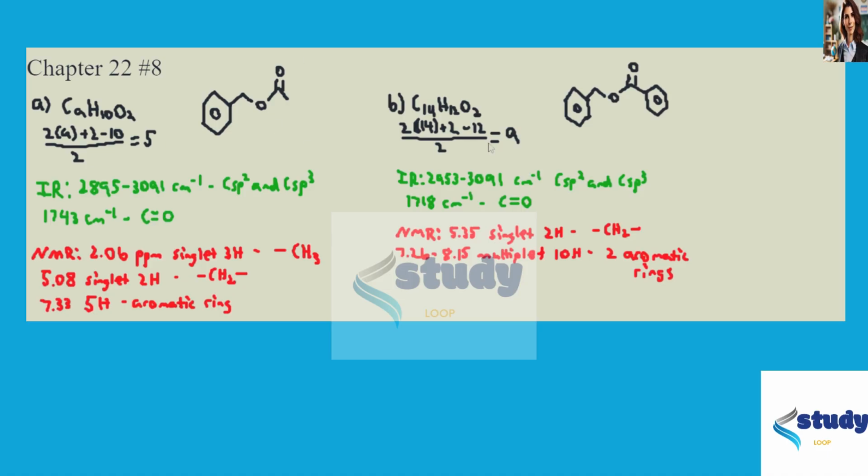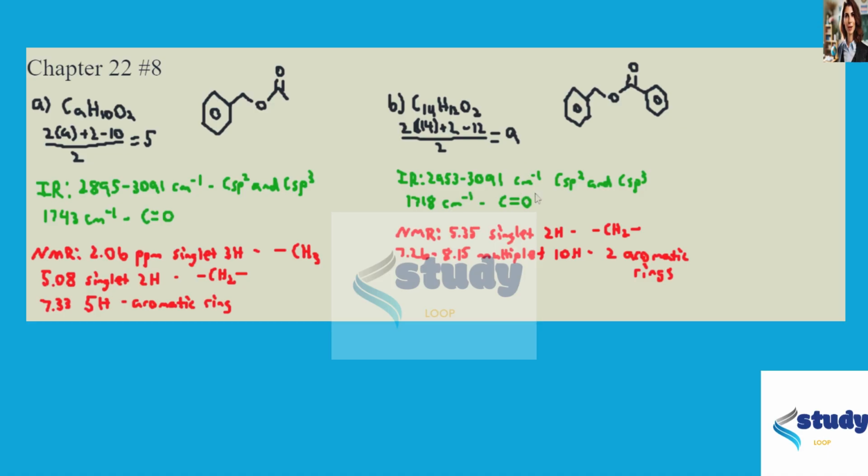For B, since this is already sort of a longer video, I'm not going to talk about everything in as much depth, but we follow the exact same steps. So we get our HDI. Our HDI is 9, which is a pretty high HDI. So again, I'm thinking 2 rings to account for 8 of that, and then a double bond elsewhere on the molecule to account for the 9th degree.